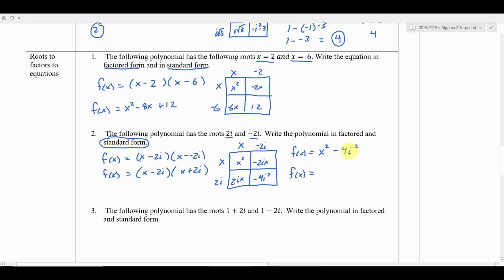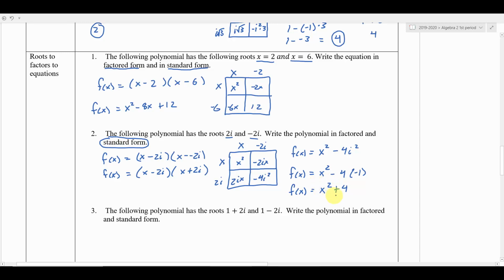There's a little bit more simplifying that we can do, right? Because in the previous lessons, we talked about i squared just being a negative 1. So this is really minus 4 times negative 1. So we've got f of x equals x squared plus 4. So that is the polynomial in its standard form.